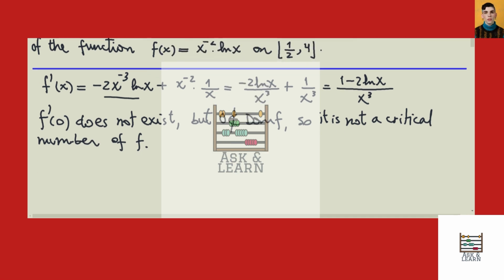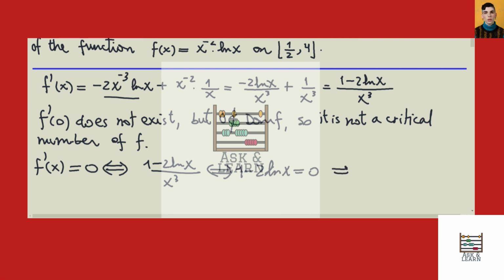So we've got to solve the equation first derivative of f equals 0, and that's the same as the equation 1 minus 2 natural logarithm of x over x cubed equals 0. We are supposing in these equivalences that x is positive, so that we can take the natural logarithm. So this is equivalent to the equation 1 minus 2 natural logarithm of x equal to 0, which is equivalent to natural logarithm of x equal to 1/2.